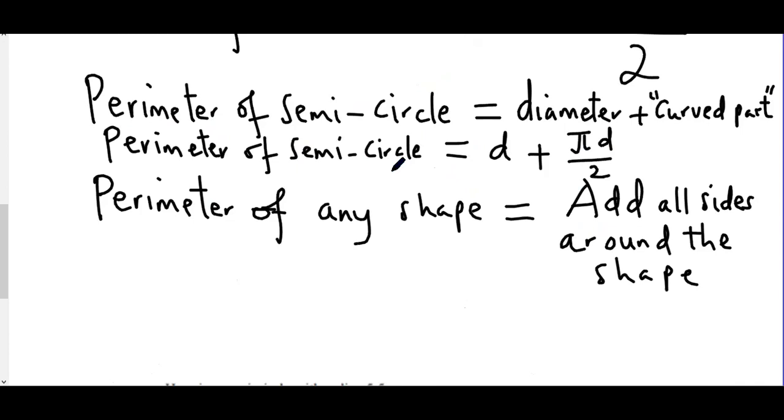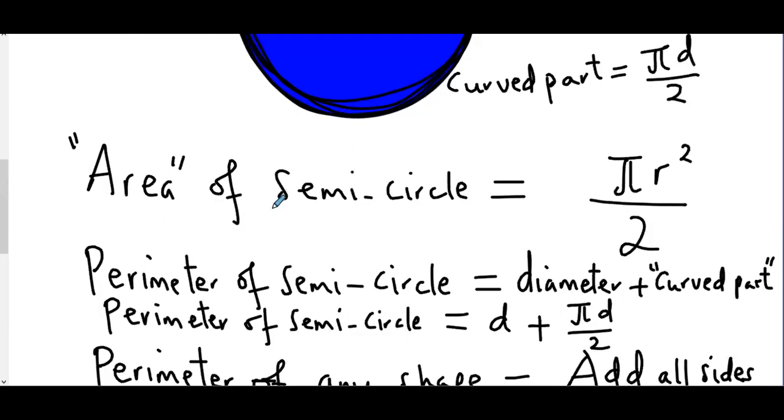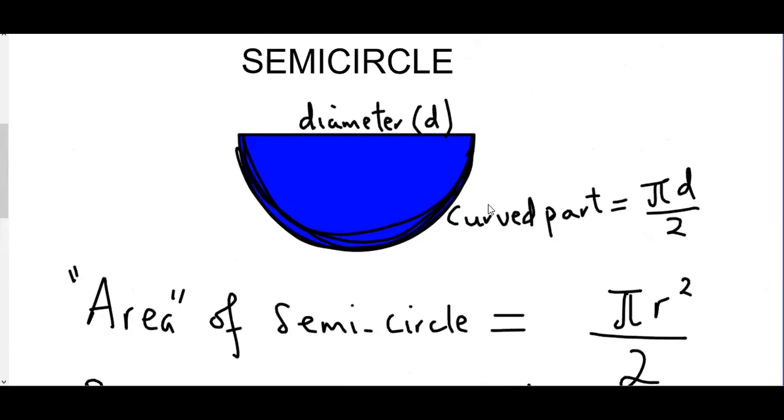Now let us refresh ourselves. We said the area of a semicircle is pi r square, divided by 2. What is pi r square standing for? This is the formula for the area of a circle. Why should I divide by 2? Because it's a semicircle, as you can see there.